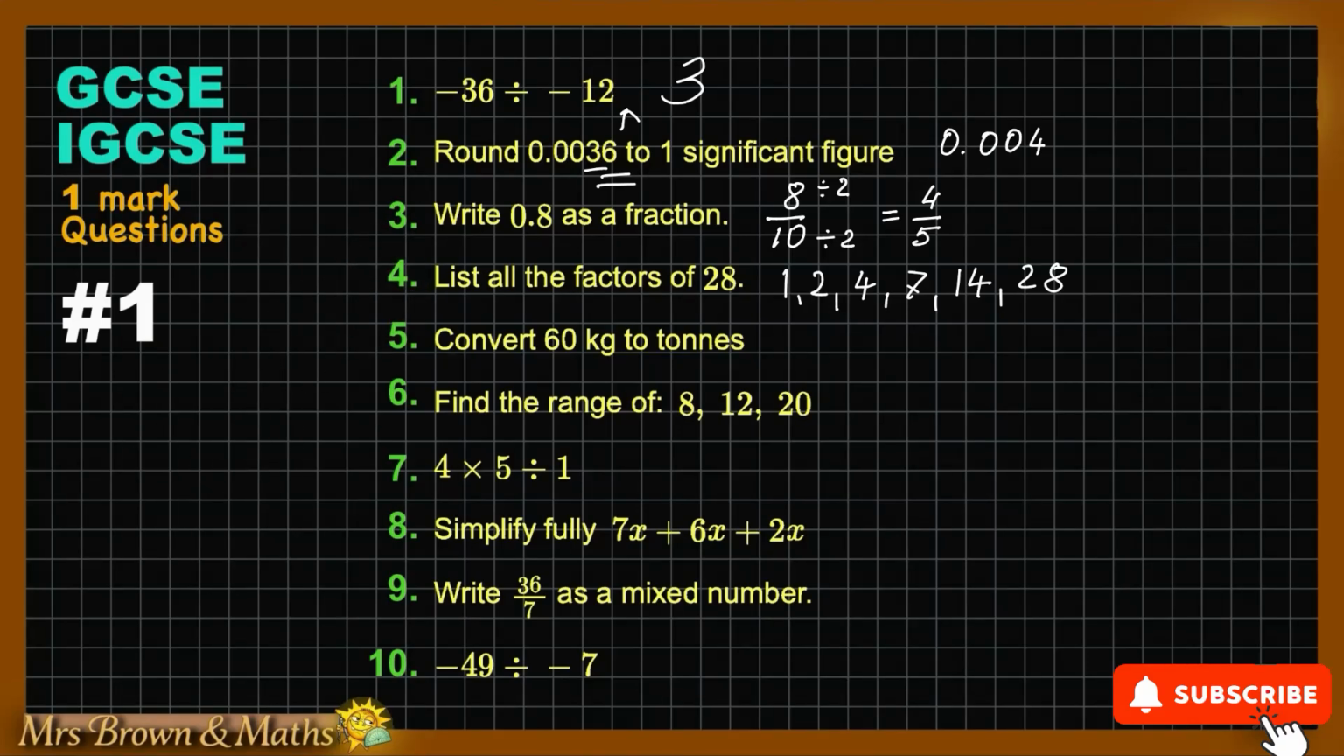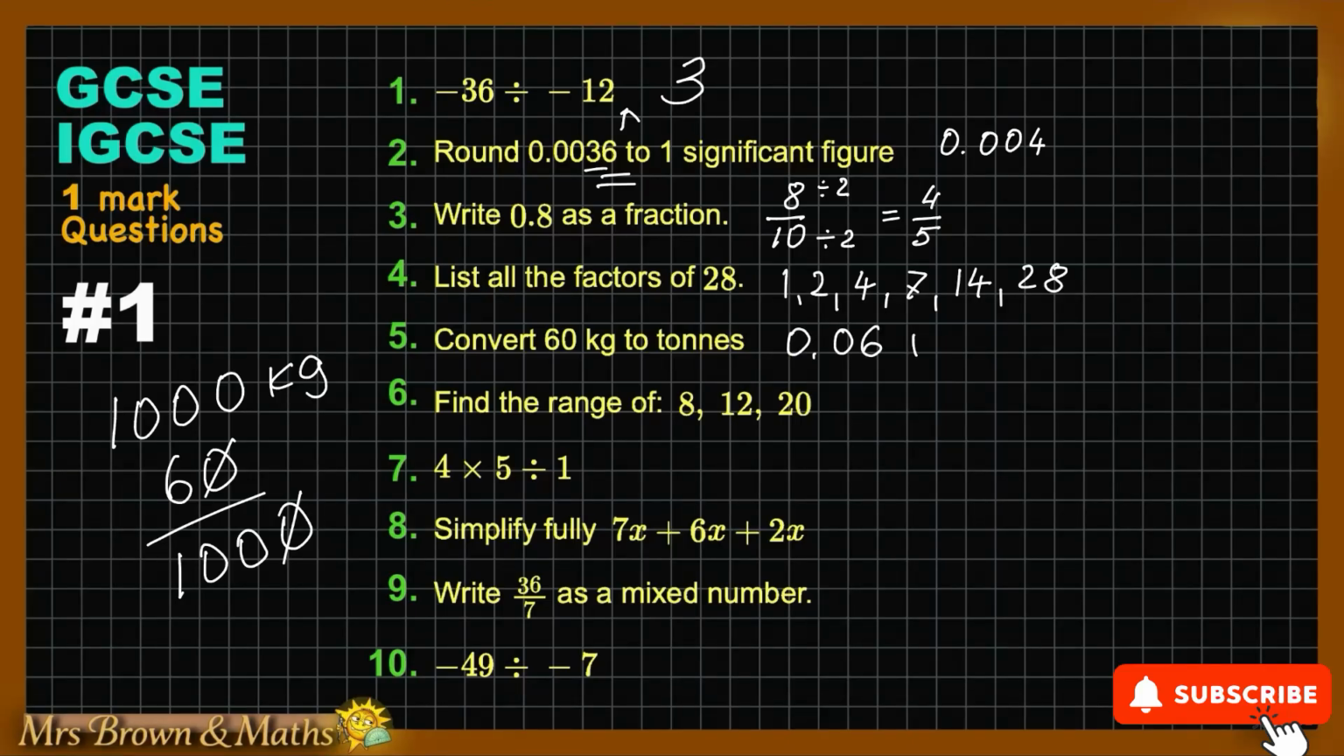Question 5. Convert 60 kilos to tons. 1 ton is 1,000 kilos. So divide 60 by 1,000 and you will get 600 tons.